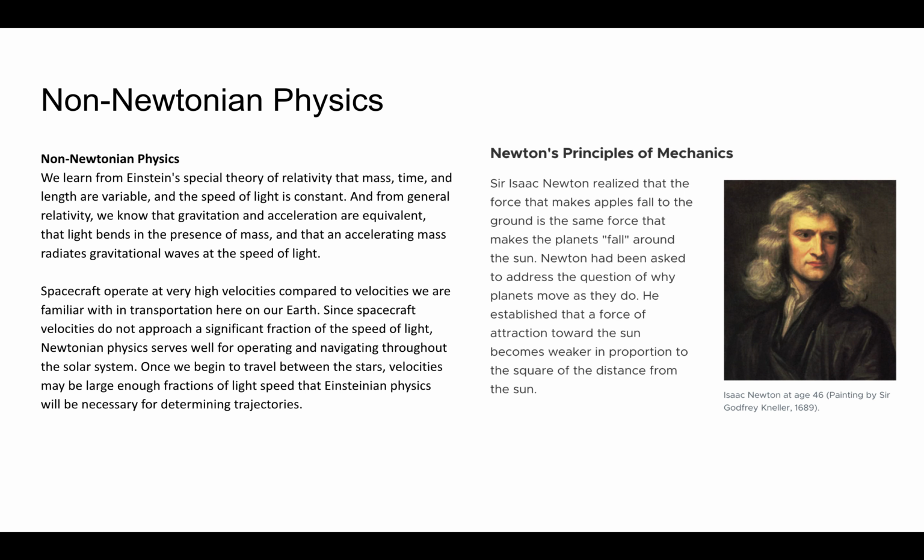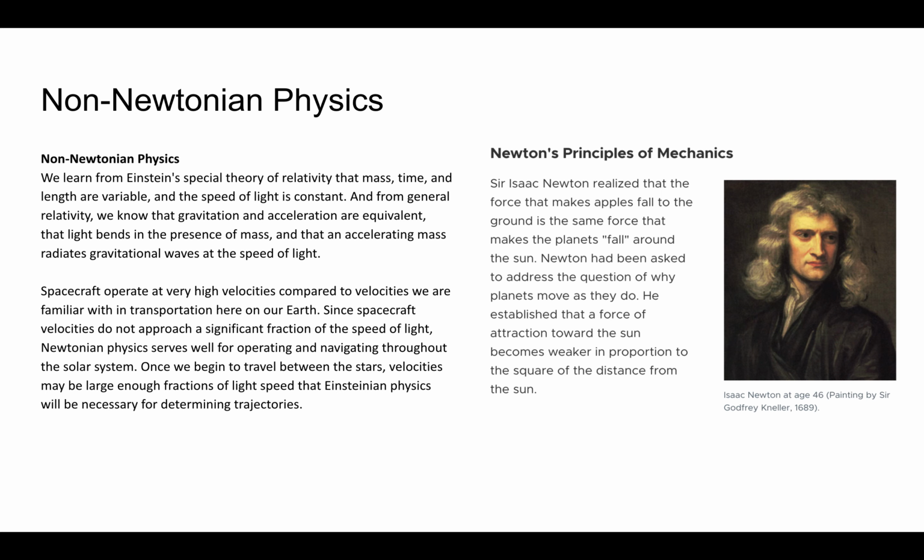Non-Newtonian physics. We learned from Einstein's special theory of relativity that mass, time, and length are variable, and the speed of light is constant. And from general relativity, we know that gravitation and acceleration are equivalent, that light bends in the presence of mass, and that an accelerating mass radiates gravitational waves at the speed of light.